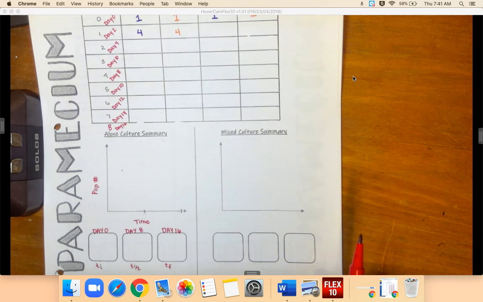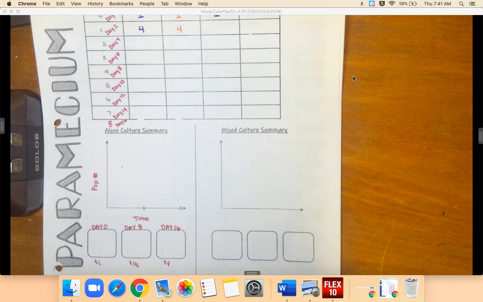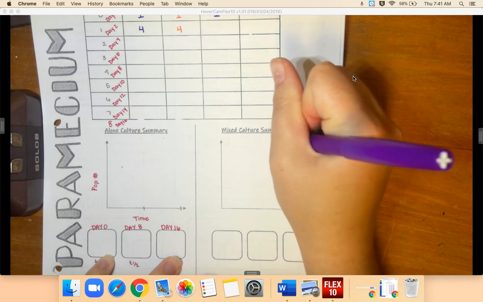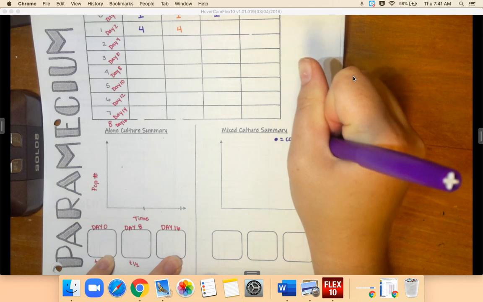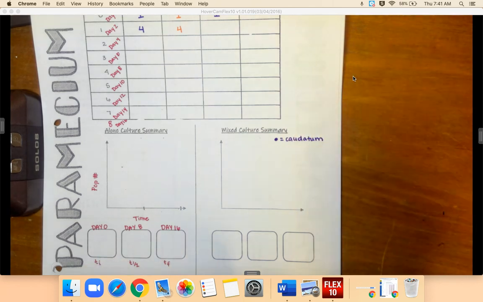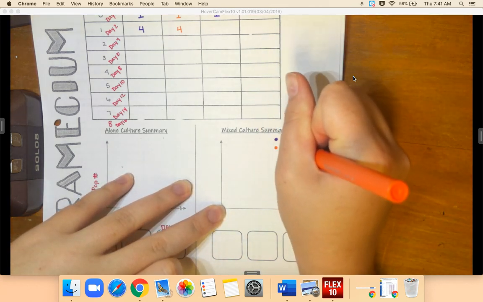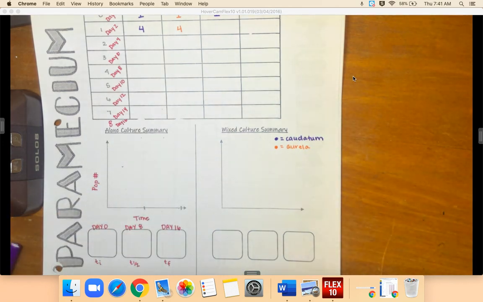Then you're going to do the same thing essentially for the mixed culture, except you will need to be doing both. So I'm going to go ahead and just put that purple equals the C1 and orange will equal the A culture. And you're going to do the same thing.